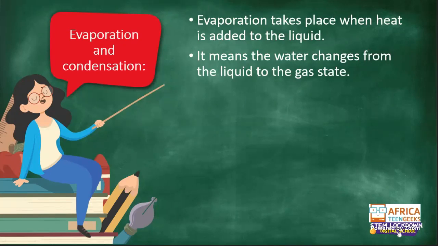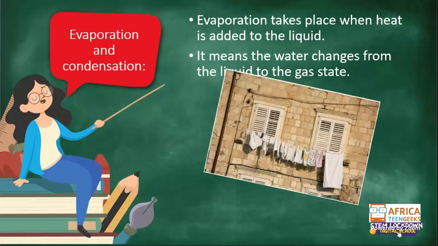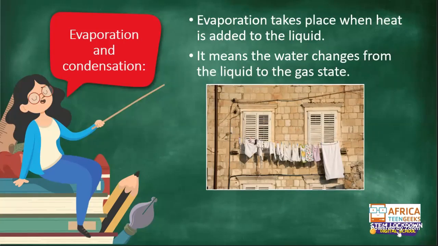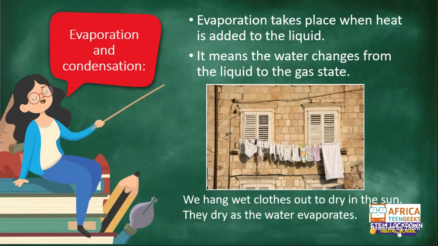Okay, it means that the water changes from a liquid to a gas. Again, think about boiling water. If you add heat to the water, the liquid is going to turn to gas. Even clothes that you hang out to dry, wet clothes that you hang out to dry in the sun, they dry as the water evaporates because you're adding heat from the sun. That water will turn into a gas. Okay, that is what happens to clothes when you hang them up.